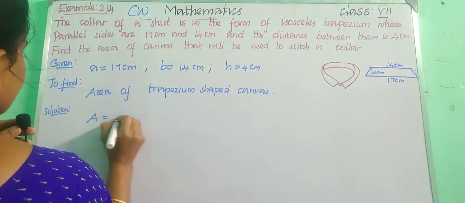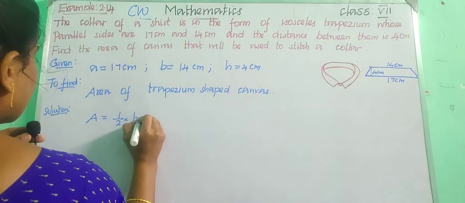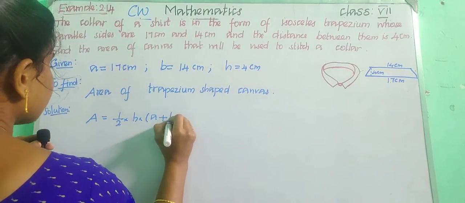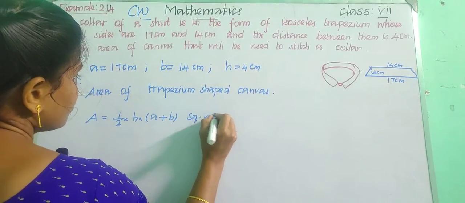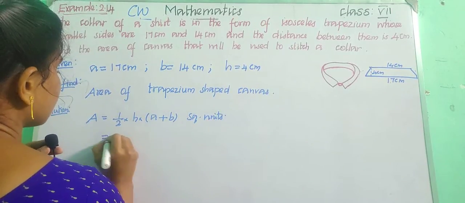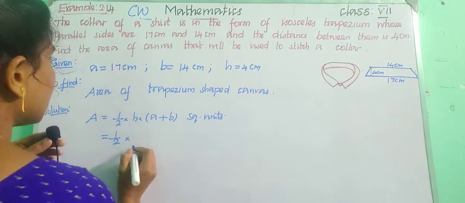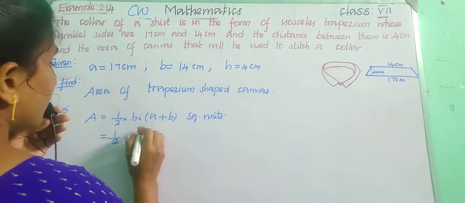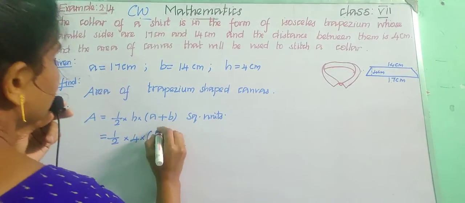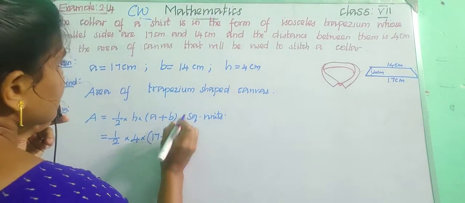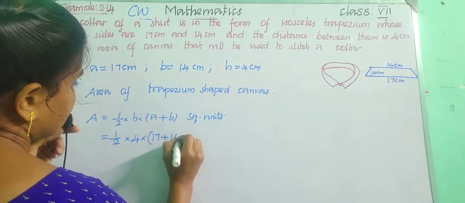Area equals half into H into A plus B square units. Half, 1 by 2. What is H? H was given, it is 4. What is A? A is 17 centimeter. And B is 14 centimeter.